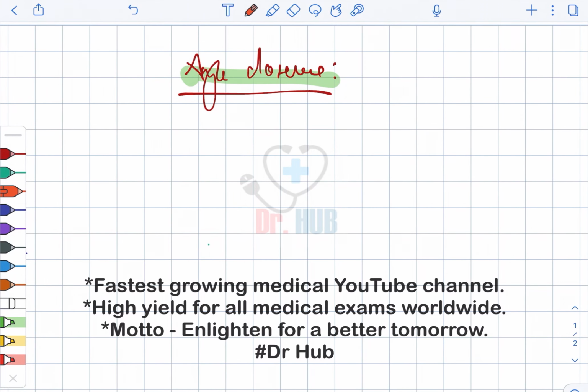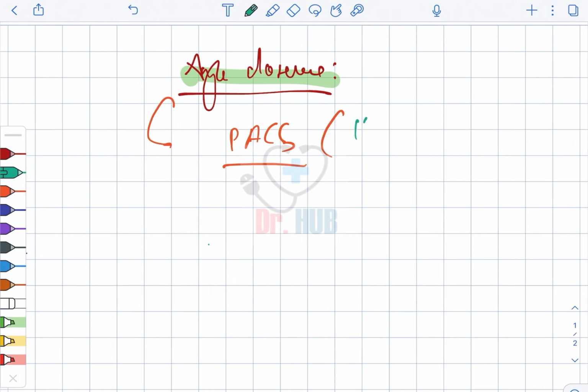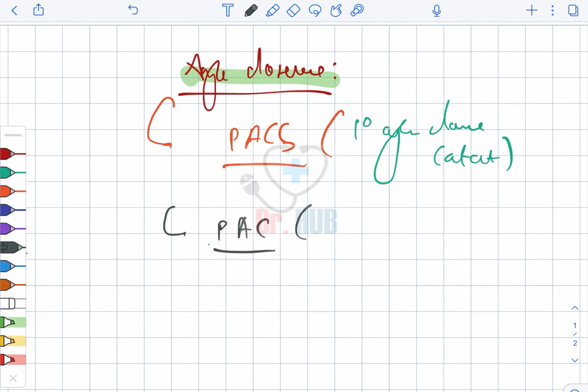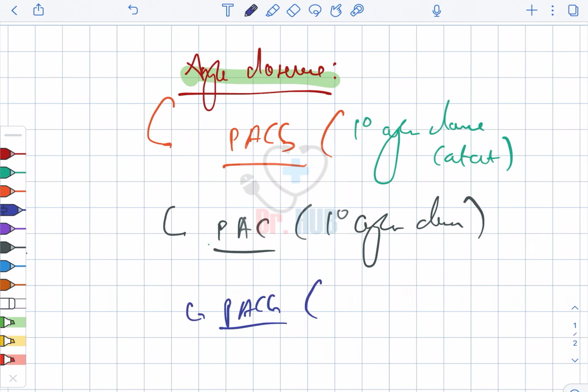Angle closure. In angle closure, there are three categories that need to be known. One is PACS. PACS stands for primary angle closure suspect. This is known as PACS. Next, what we see is PAC. PAC stands for primary angle closure. Next comes PACG. PACG stands for primary angle closure glaucoma.